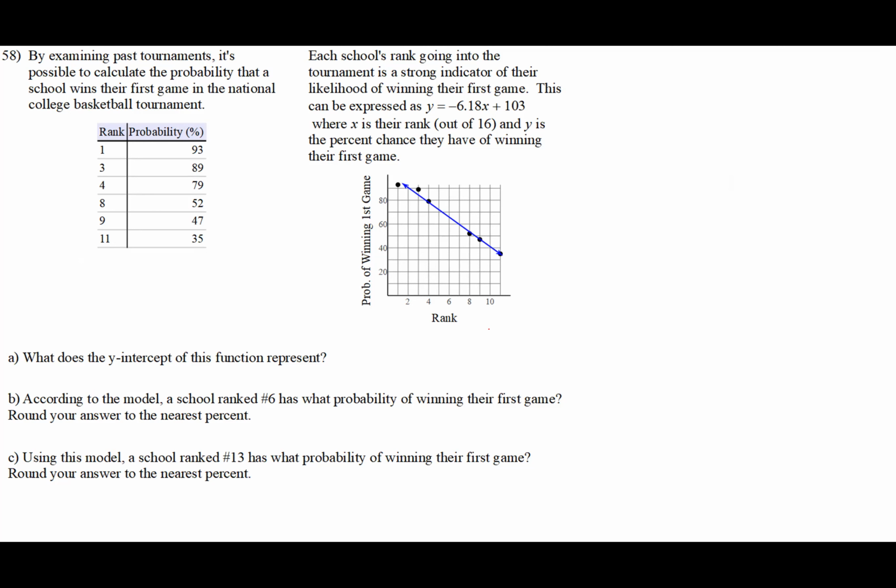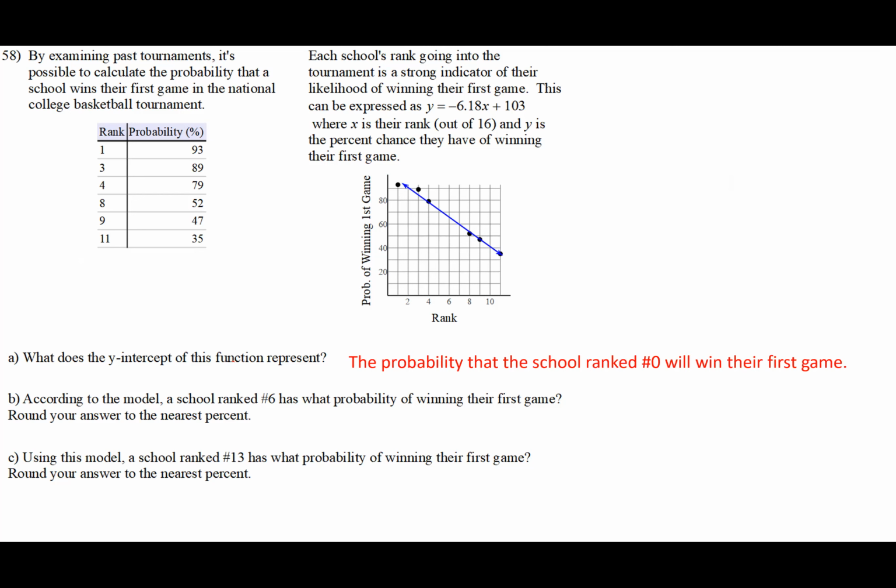I'm not going to be looking at the table; I'm going to be looking more at the graph. The y-intercept is going to give me a number. If I follow my line, it gives me a positive number for the probability of winning the first game. But when it comes to ranking, it will give me a 0. From the rank, the numbers at the bottom, it's a 0, and the probability of winning is a positive number. So what does the y-intercept represent in this function? I'm going to say it represents the probability that the school ranked number 0 will win their first game.